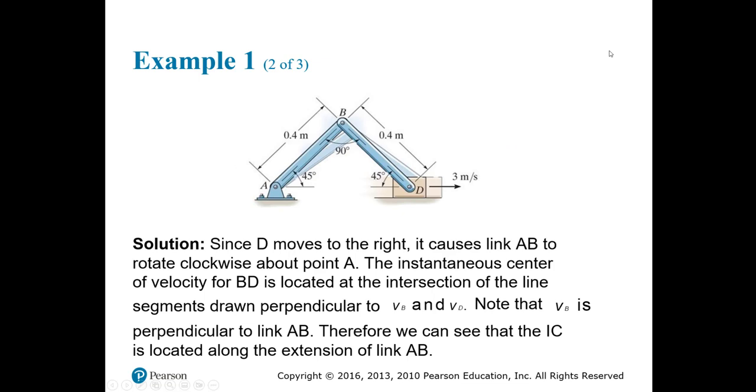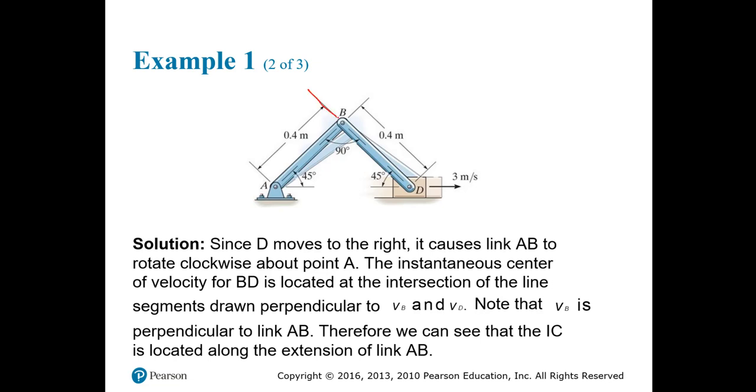Let me just move to this. In the solution, since D moved to the right, it causes the link AB to rotate clockwise about point A. The instantaneous center of velocity BD is located at the intersection of the line segments drawn perpendicular to BB and BD. Note that BB is perpendicular to the link AB, therefore we can say that IC is located along the extension of AB. This is just what I just explained to you.